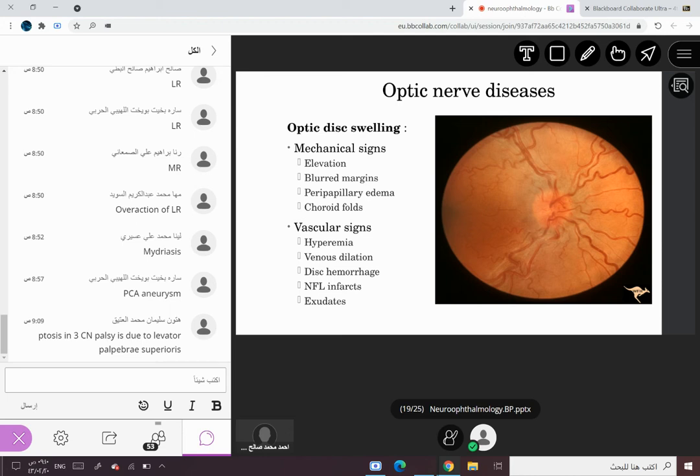Ptosis in third cranial nerve palsy is due to the levator palpebrae, usually the superior division. Usually the superior division of the third cranial nerve is affected.